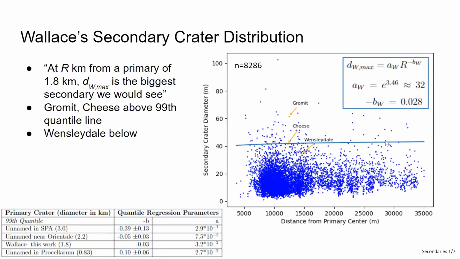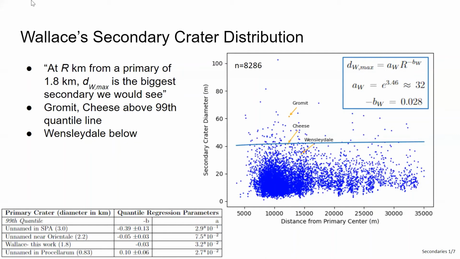This blue line here is the 99th quantile regression. So dots that are above this line are secondaries that are in the top 1% of their size for their distance from Wallace. You can see it's a pretty flat distribution, which is expected for small craters. And this is the equation over here.